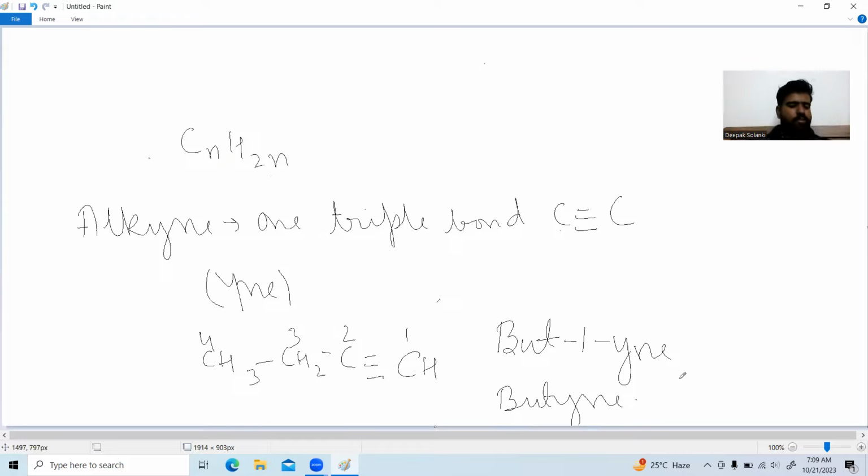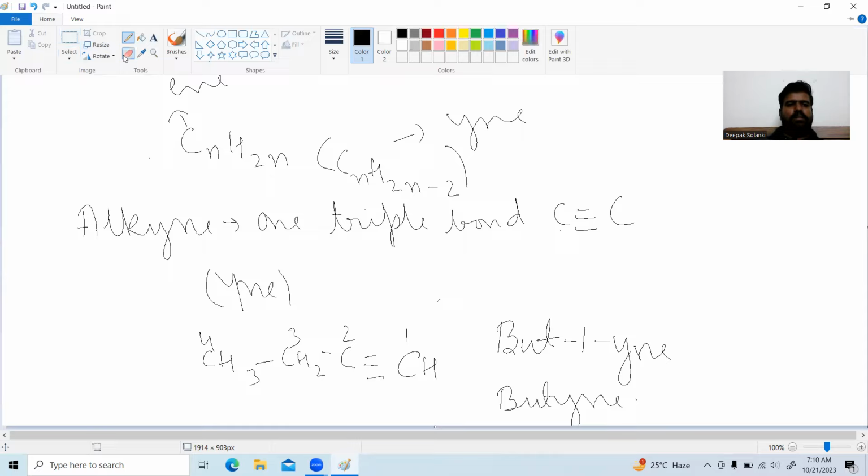This is the nomenclature. The simplest formula for alkyne is CnH2n minus 2. It is the general formula of alkyne. Now these are the 3 categories we can say about hydrocarbons. Let me discuss one more hydrocarbon with you.